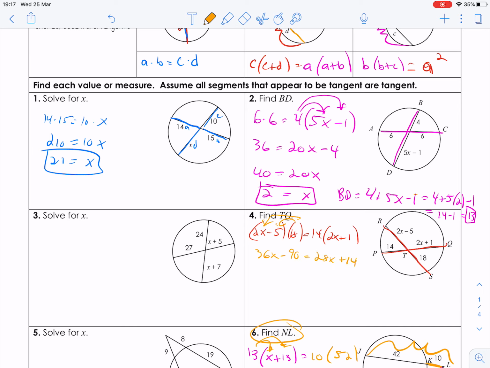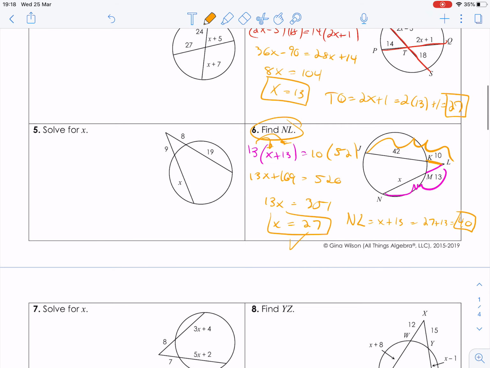28x plus 14 when we distribute. So we get 8x equals 104. So x equals 13. And we're looking for TQ. TQ is 2x plus 1. So 2 times 13 plus 1 equals 27. Nice. 6 we just did.